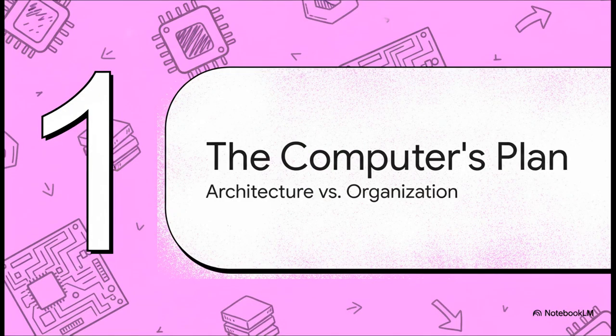To understand any complex machine, you really have to start with the blueprint. And for a computer, that blueprint is split into two really important concepts. Its architecture and its organization. You can think of it as the difference between what a building is for and how it's actually built, with all the pipes and wires and concrete.